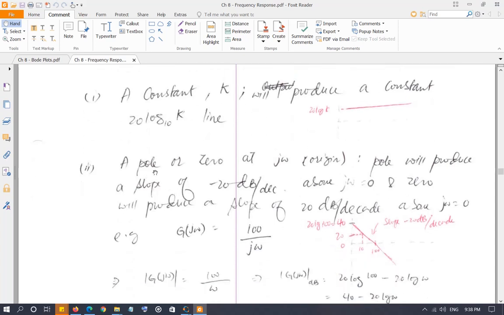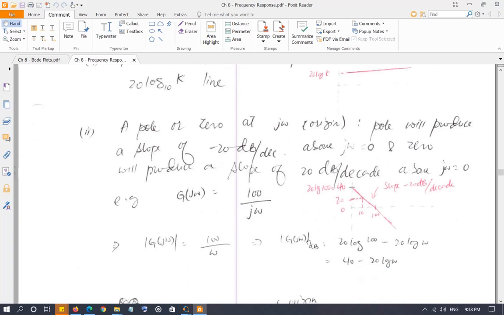Anytime you have a pole as j omega or 0 as j omega. Remember, poles will be in the denominator of the transfer function, zeros will be in the numerator of the transfer function, right? So anytime you have that, let's say you have a function 100 over j omega, right? So if you take 20 log of the magnitude of this, then the magnitude of this is going to be 100 over omega, right? This right here, magnitude of this is 100 over omega.